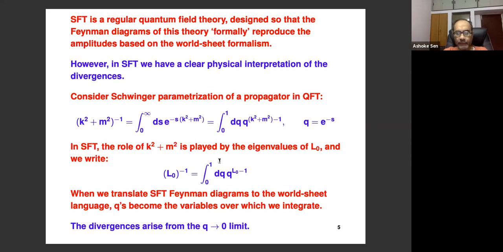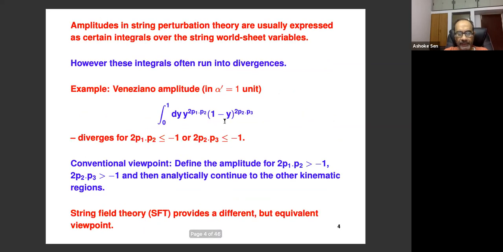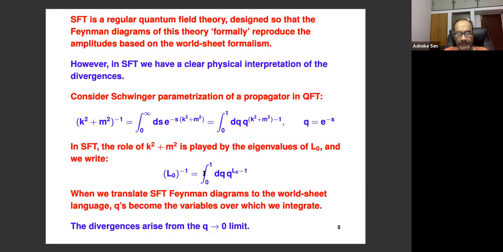So at the end, we are left with the integration over these variables q. And these variables q, in fact, become the variables over which you integrate. These are the worldsheet variables, after some appropriate redefinition. So in other words, the parameter q that we saw here will be related to one of these parameters q that appears in the Schwinger parametrization of string field theory by an appropriate functional relationship.